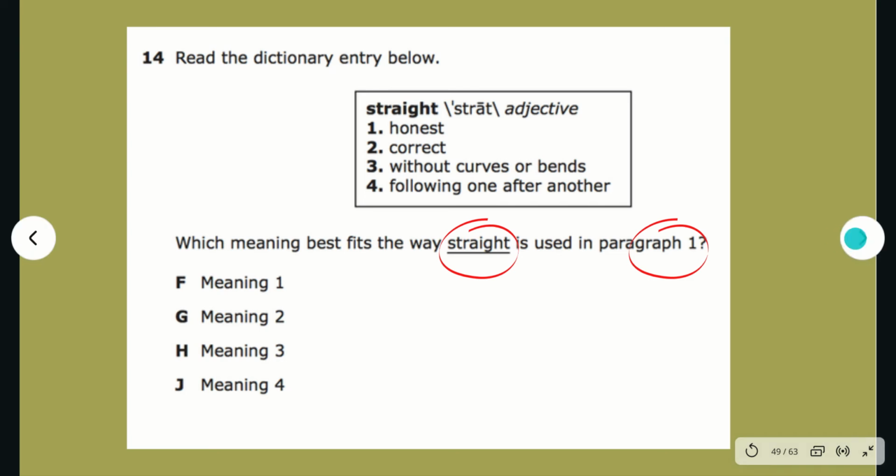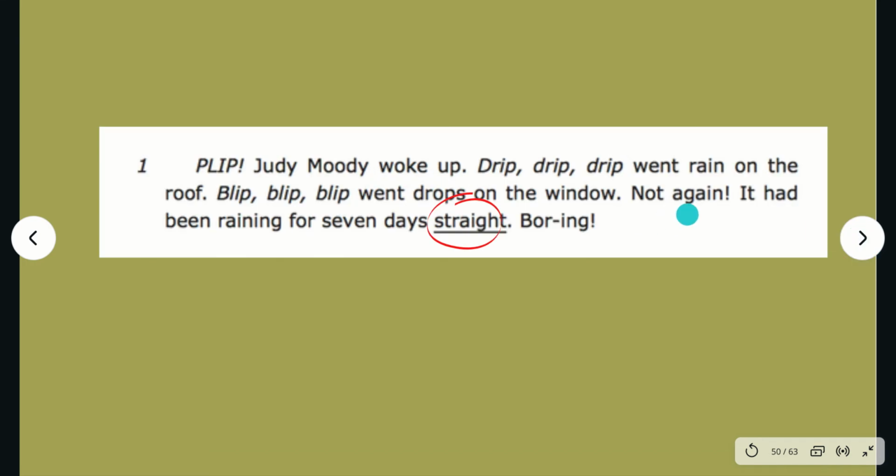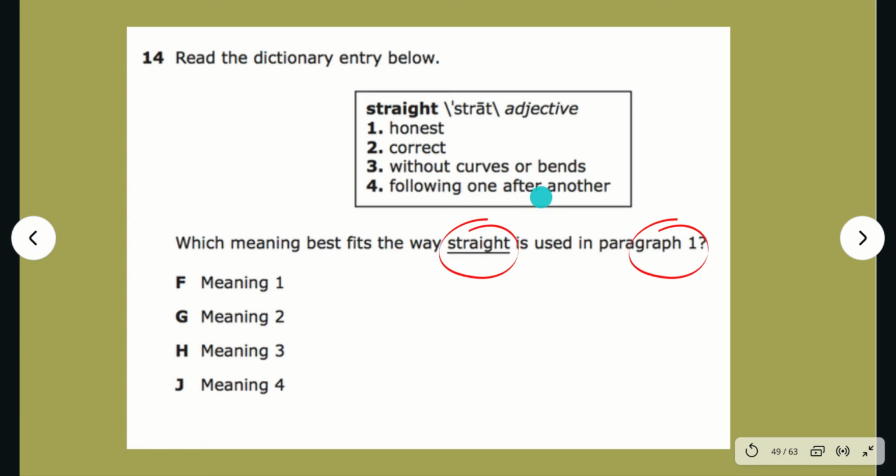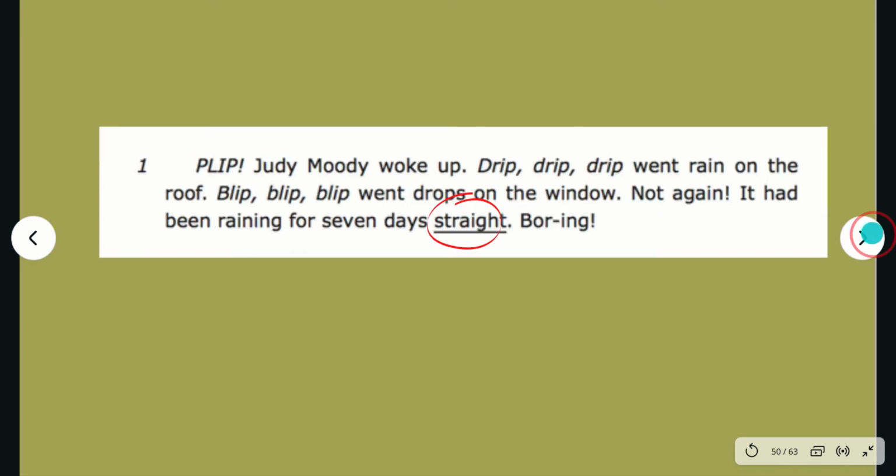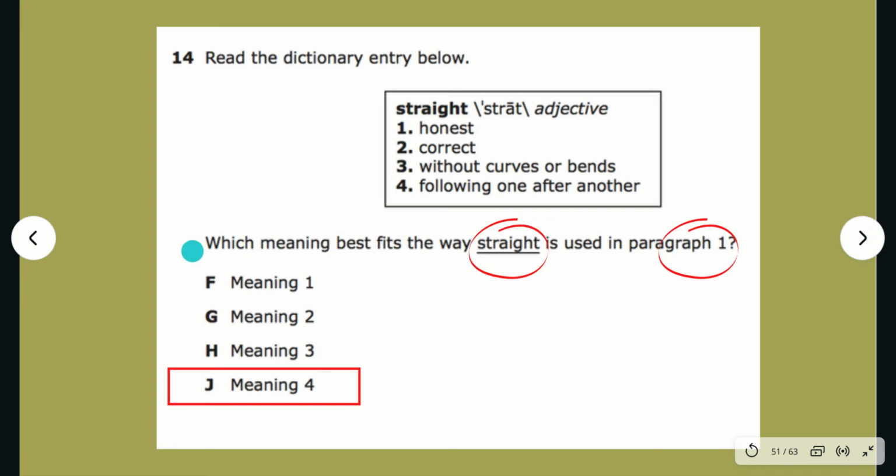Meaning 4 is following one after another. Not again. It had been raining for 7 days following one after another. Boring. That makes sense. She had been saying that there was rain on the window, on the roof, and she says the words not again, letting me know that it sounds like it's been raining before. And the definition says following one after another, meaning it's happening over and over and over again. So it sounds like which meaning best fits the way straight is used in paragraph 1 is meaning 4, following one after another.